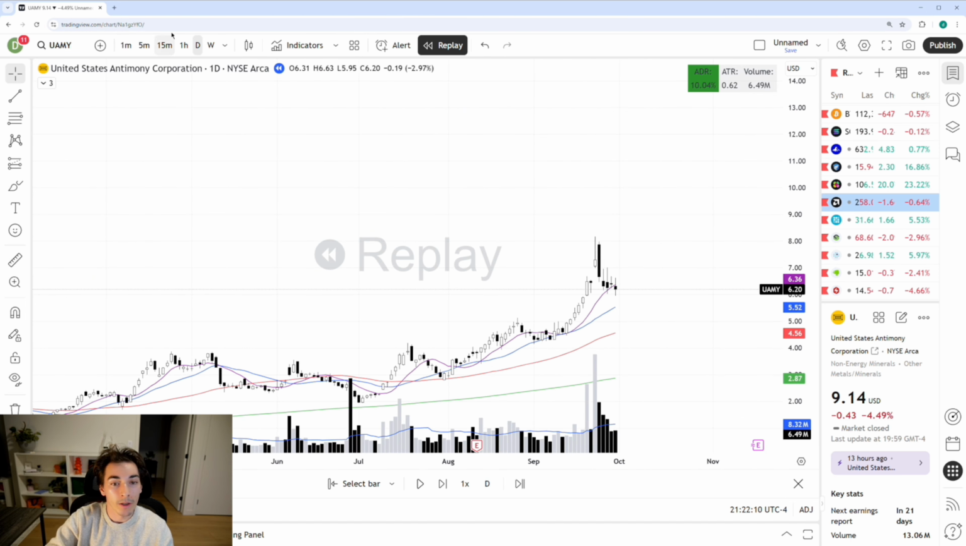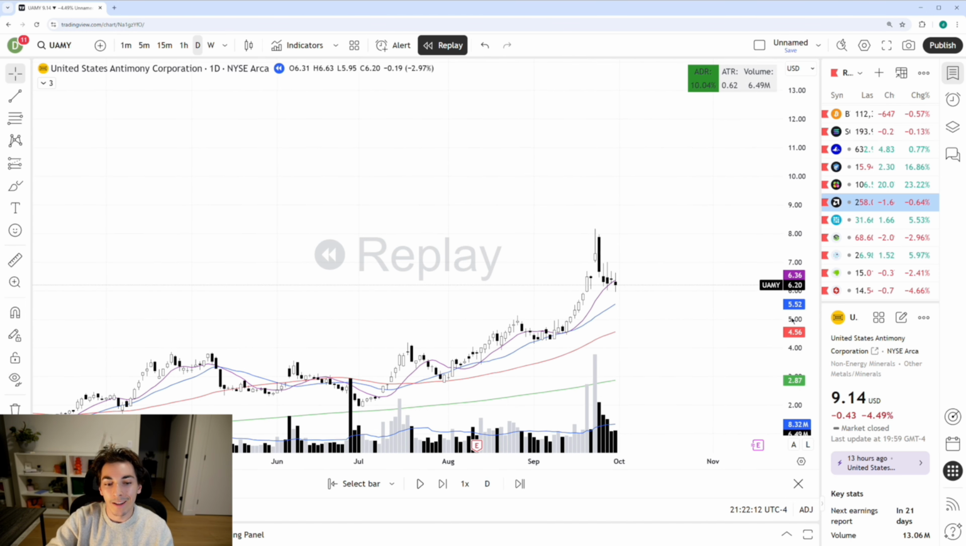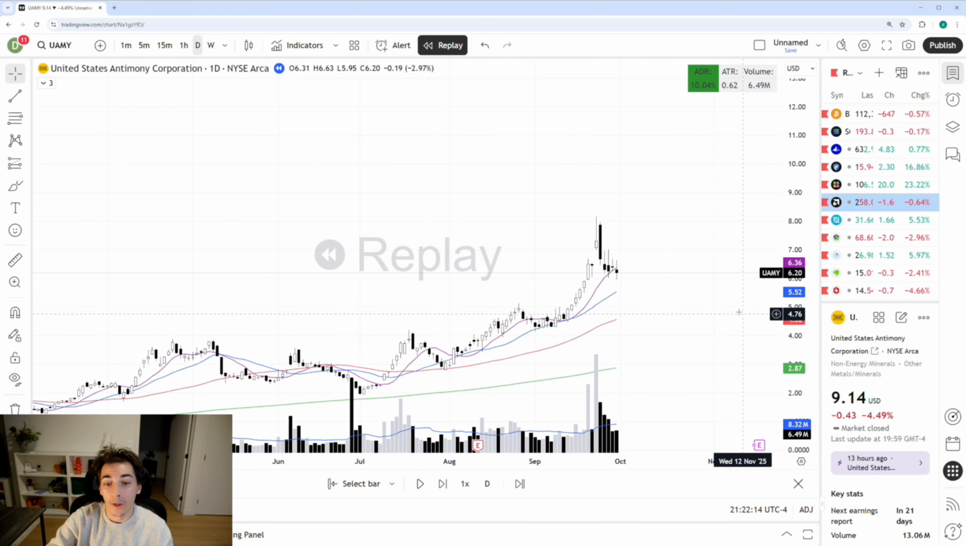This is UAME set up on the daily chart. It's a stock that I personally have traded, but it is a 1 star setup. And why is it a 1 star setup? First, it is making lower lows. This is something we don't necessarily want to see. Why? Because the stock making lower lows is proving that it is losing strength in some way.